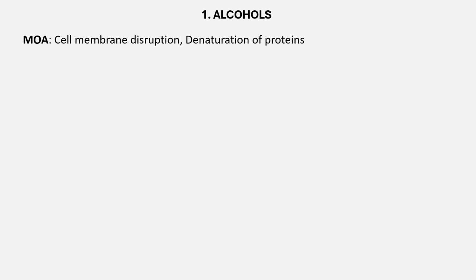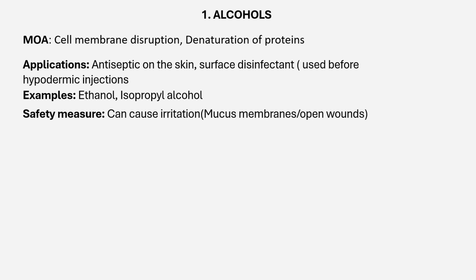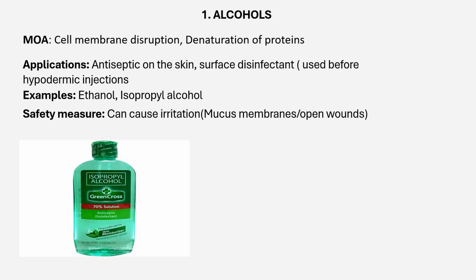We look at alcohols. They cause cell membrane disruption and also denaturation of proteins. They are used as antiseptics on the skin and also as surface disinfectants because you normally use them before hypodermic injections. Those are the examples. You have to be careful because they can cause irritation on mucous membranes and even when someone has open wounds. So those are the examples.